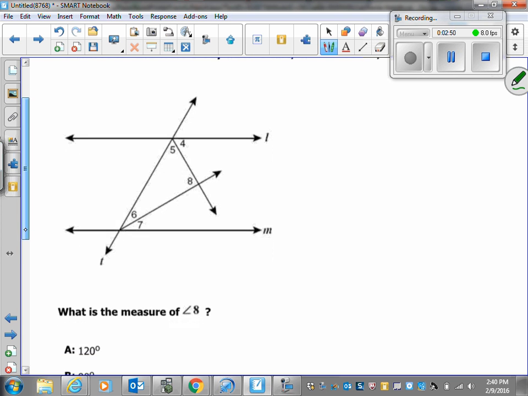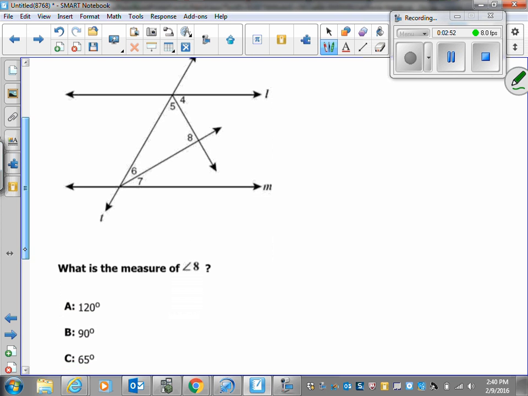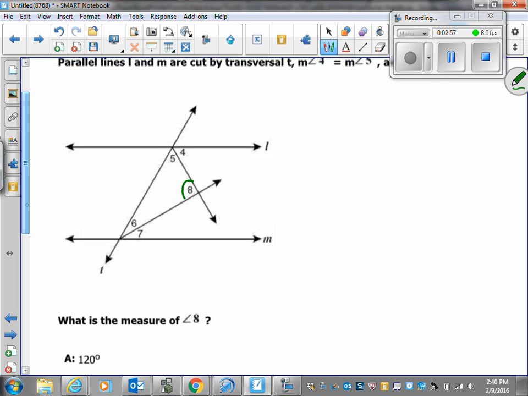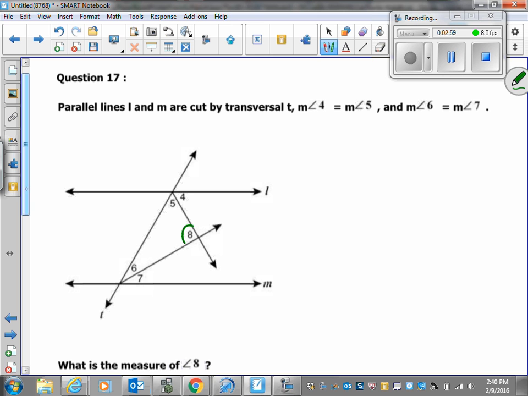All right, so this question is similar to what we just went over. What is the measure of angle 8? This is what they wanted to find. On top of here, they told you that angle 4 and angle 5 are going to be congruent, and angle 6 and angle 7 will be congruent. They also told you that L and M are parallel. So just knowing that line L is parallel to line M, they have a transversal that is T.